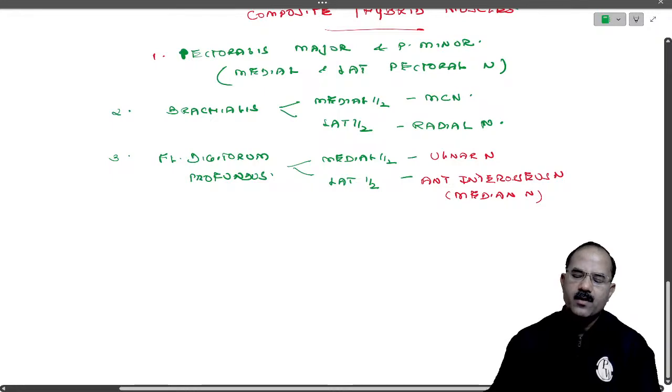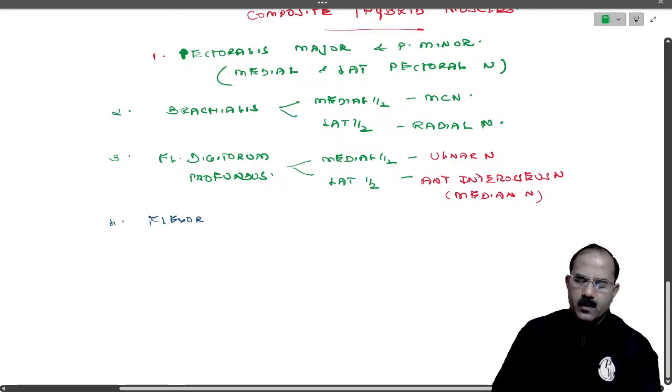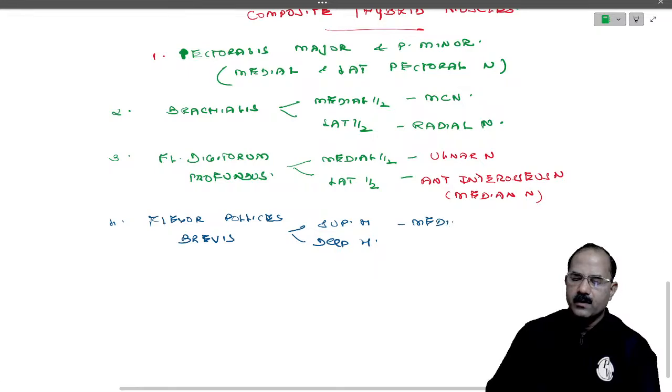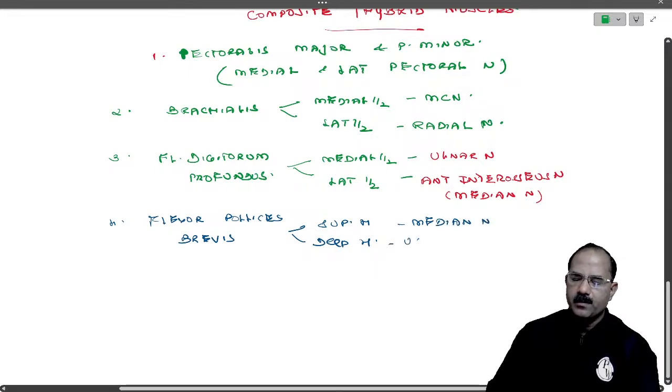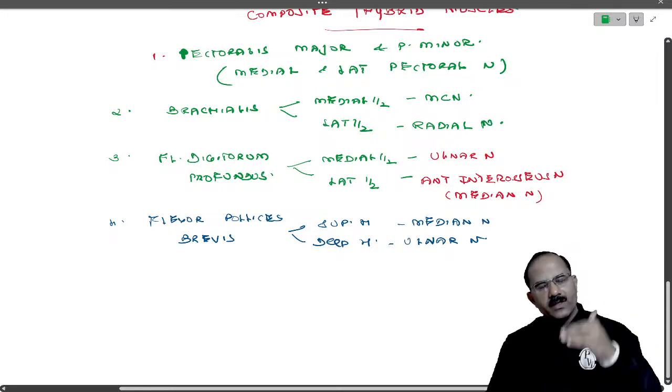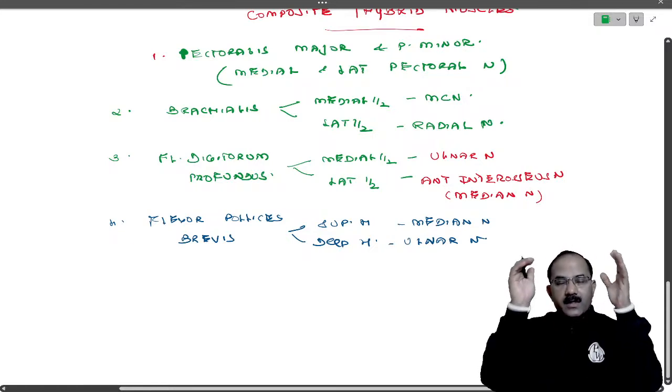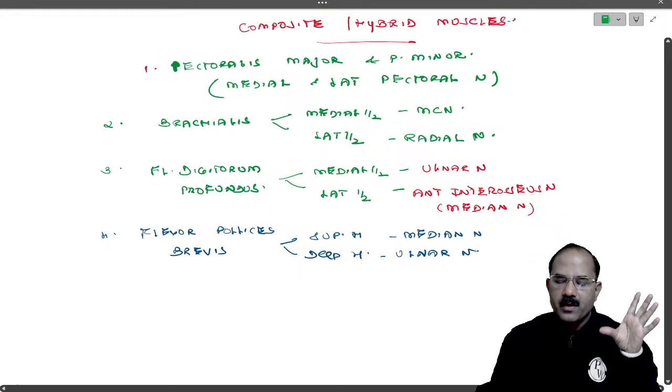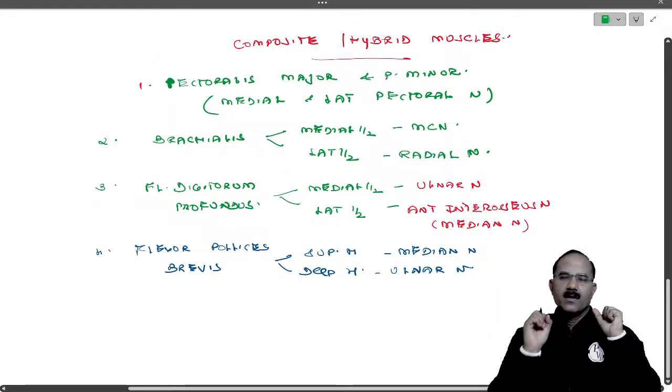And the last muscle, composite muscle in the upper limb, is flexor pollicis brevis. Flexor pollicis brevis का superficial head and deep head. Superficial head is supplied by median nerve and deep head is supplied by the ulnar nerve. So these are the composite muscles in the upper limb. Clear है बच्चों ये? हाँ?